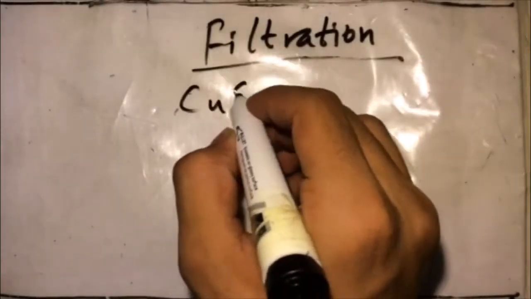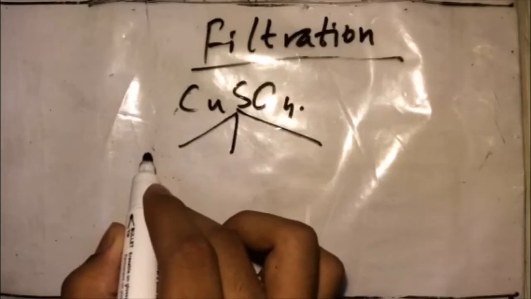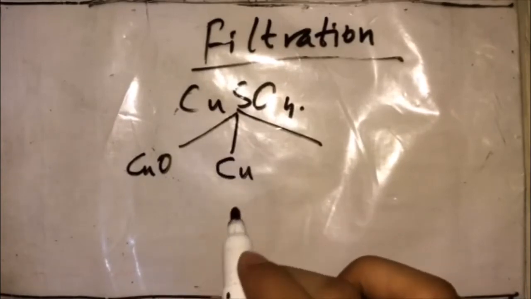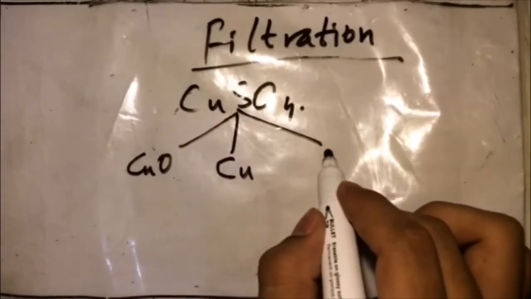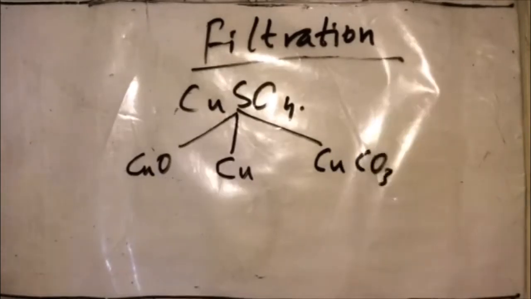The second method for preparation of salts is filtration. Filtration is used to produce a soluble salt if the base is insoluble or if we're using an insoluble metal or metal carbonate. So, for example, if we have to produce crystals of copper sulfate, there will be three methods of producing copper sulfate. First, we can react copper oxide with sulfuric acid. We can react copper with sulfuric acid, or we can react copper carbonate with sulfuric acid.